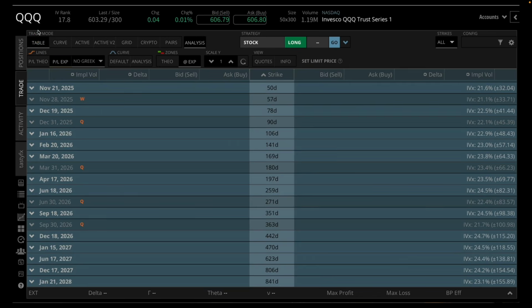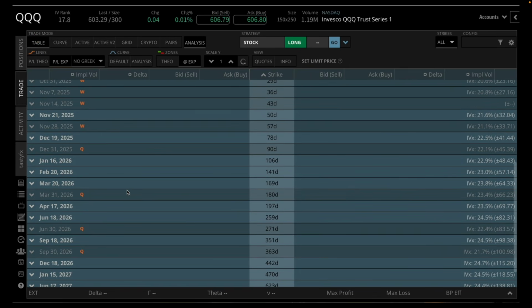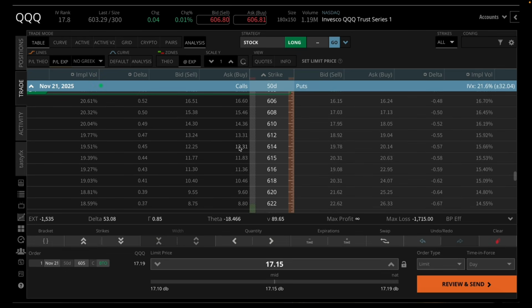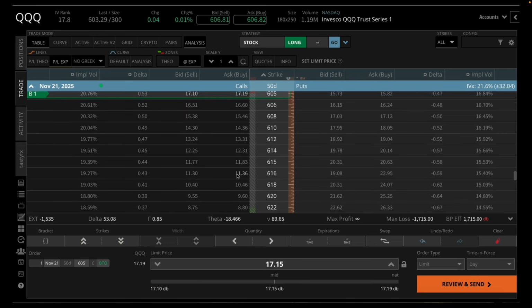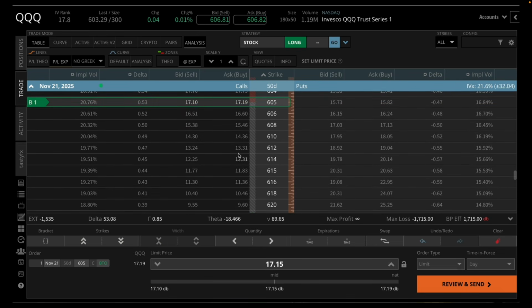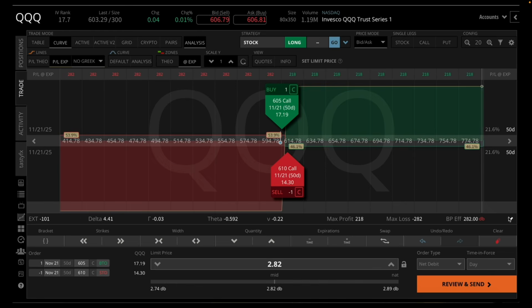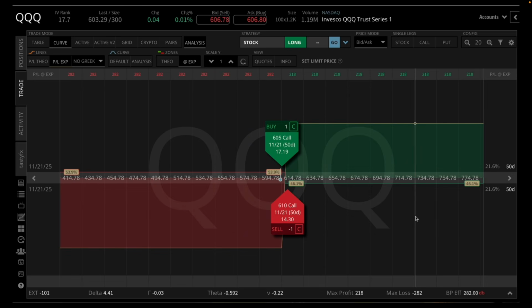Let's hop into the Tasty Trade platform here and demonstrate what it looks like to enter into a bull call spread. I have QQQ populated in the Trade tab, and we're going to open up the November 21st, 2025 options expiration cycle. These options expire in 50 days, and I'm going to buy the 605 strike call option, and I'm interested in selling the 610 strike call option against it to complete the bull call spread. This trade would cost $2.82. It gives me positive delta, slightly negative theta, negative vega, a max profit of $218 with a max loss of $282. Let's head over to the profit and loss diagram at expiration to see what this trade would look like.